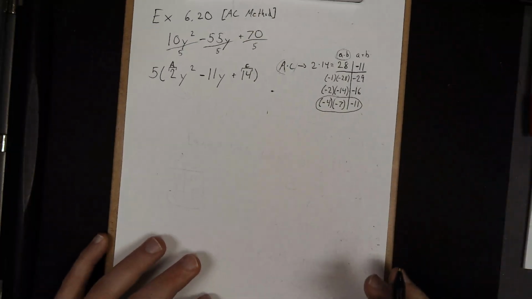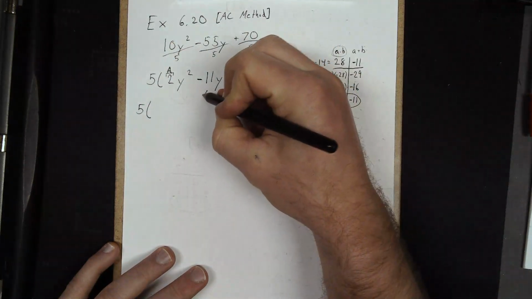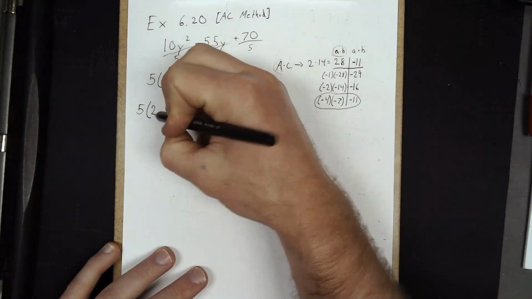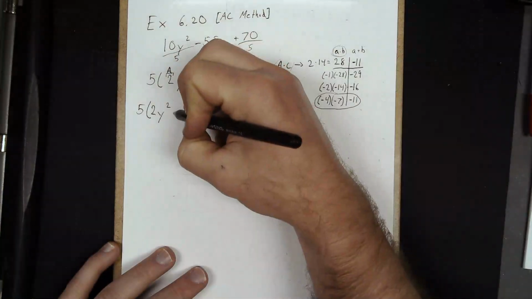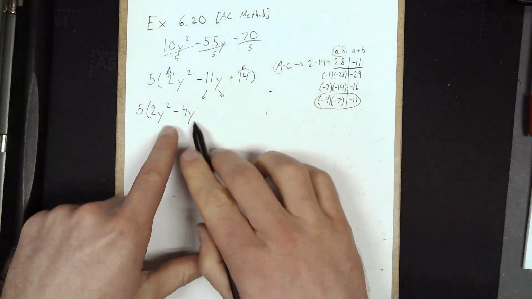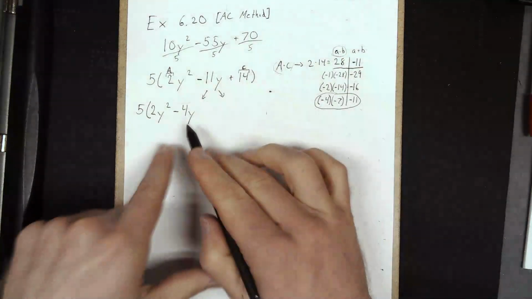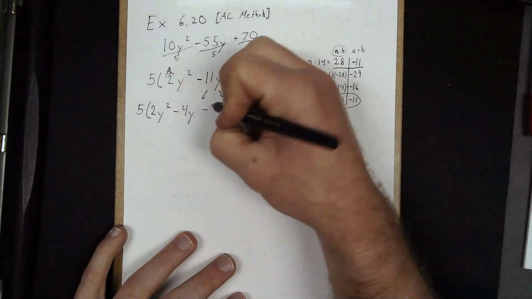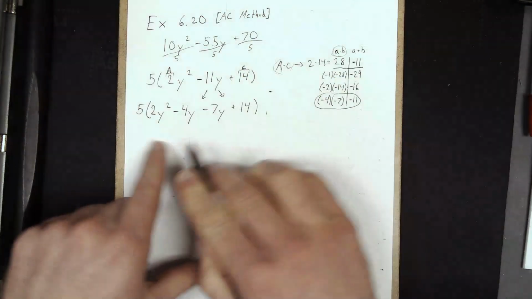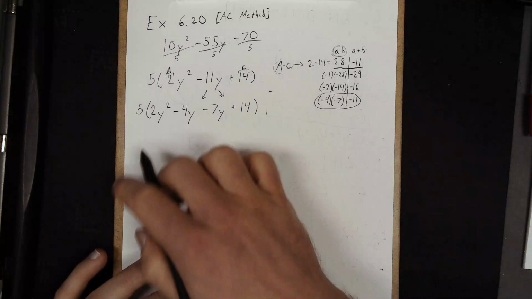So now, if you remember, we can't jump to our answer just yet, but we can break up this negative 11y when we're using the AC method. So we have a 2y squared minus 4y. And you'll notice I put my 4 here because I want it by this 2. You don't have to do that, but it's the way my mind works. So now we have a minus 7y and a plus 14. In my mind, 7 and 14 go together like bread and butter, and so do 2 and 4.